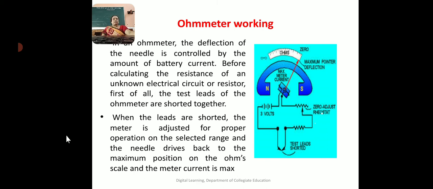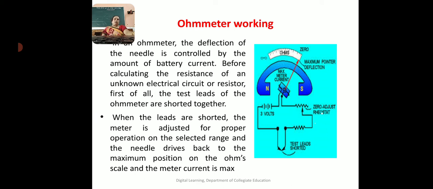In an ohmmeter, the deflection of the needle is controlled by the amount of battery current. Before calculating the resistance of an unknown electrical circuit or resistor, first of all, the test leads of the ohmmeter are shorted together. When the leads are shorted, the meter is adjusted for proper operation on the selected range and the needle deflects to the maximum position on the ohm scale, where the meter current is maximum.